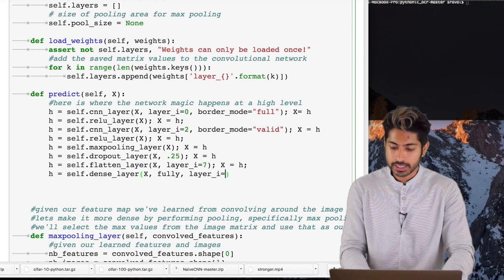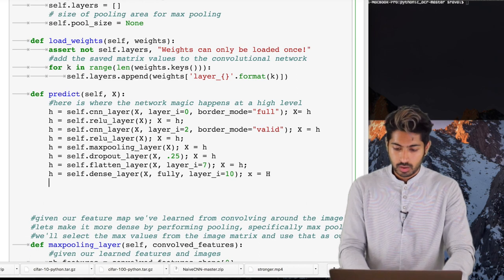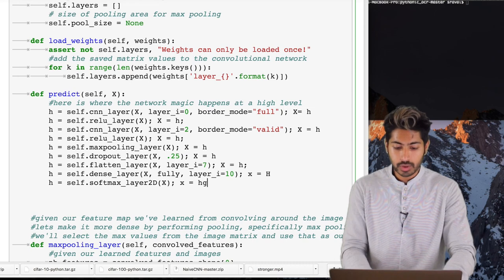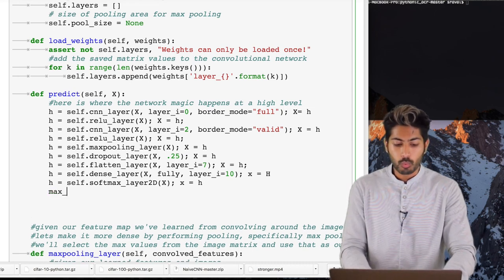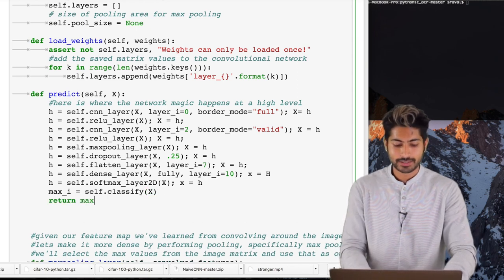And so we'll combine them with a fully connected layer, and then we'll squash it now with our softmax function, okay? And then that's going to give us our output probability. And then we're gonna say, well, which of the probabilities do we want? We want the max one, right? We want the max probability, and we'll classify it just like that and return that value, okay?